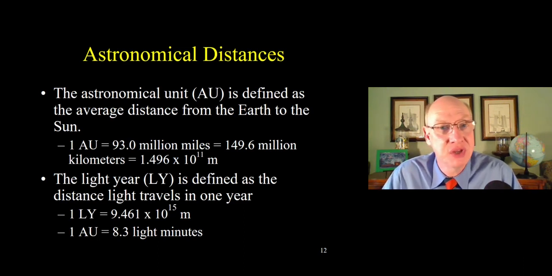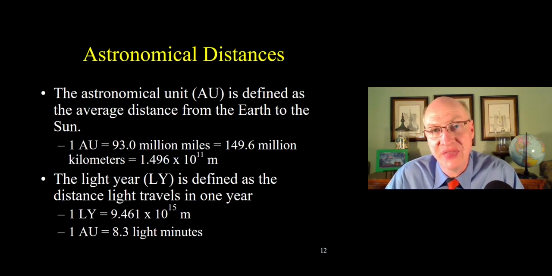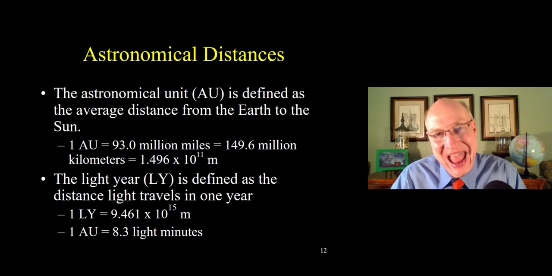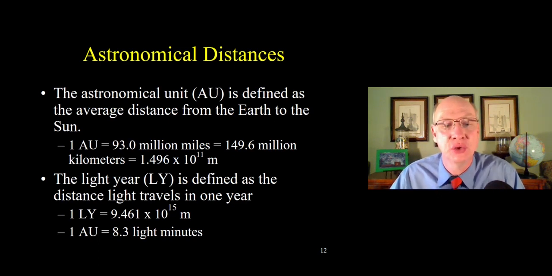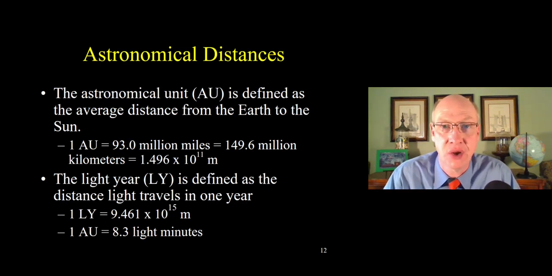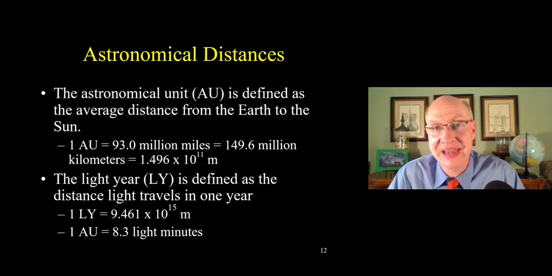1 astronomical unit is about 8.3 light minutes. So one way to think about that is that the light that we're seeing from the sun takes about 8.3 minutes to get to us. We don't see the sun as it looks right now, but we see the sun as it looked about 8.3 minutes ago, because it took light from the sun 8.3 minutes to get to us.